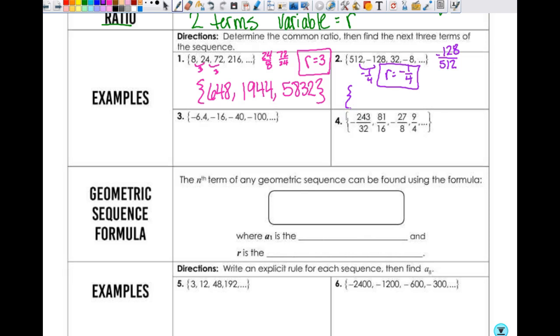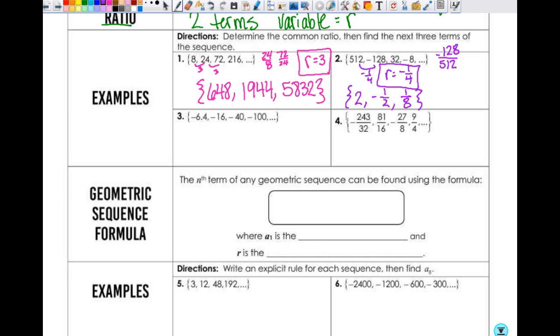And then the next 3 terms, well, what's 8 times a negative 1/4? Positive 2. And then 2 times a negative 1/4 is going to be negative 1/2. And then it's going to be a positive what? 1/8. There you go. All right, easy enough? Now understand how to find the ratio? We don't need to do 3 and 4.